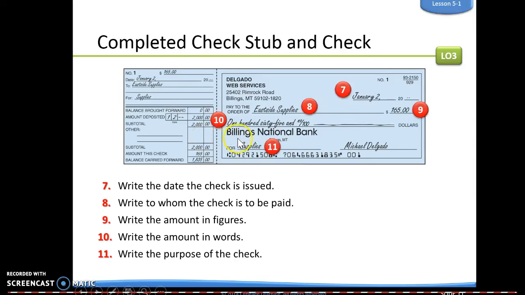Next thing that we're going to do is write our for, our purpose. So here again, we're buying supplies, so I'm going to put that here. And then the last thing that I need to do is sign my check. If I do not sign my check, Eastside Supplies would not be able to cash that check.